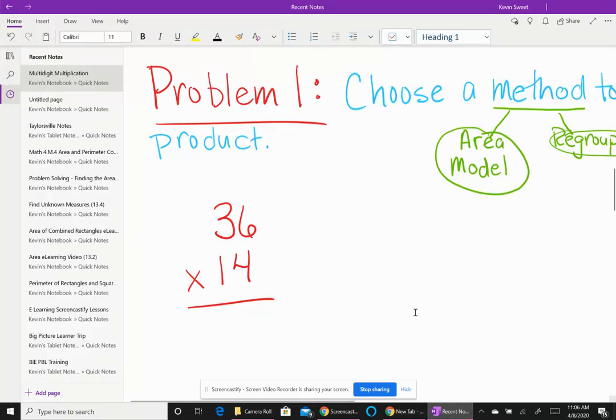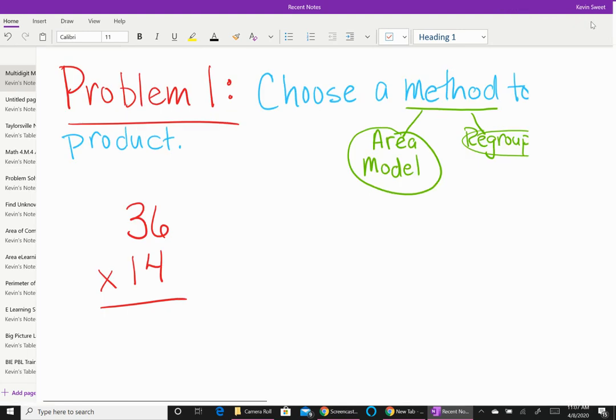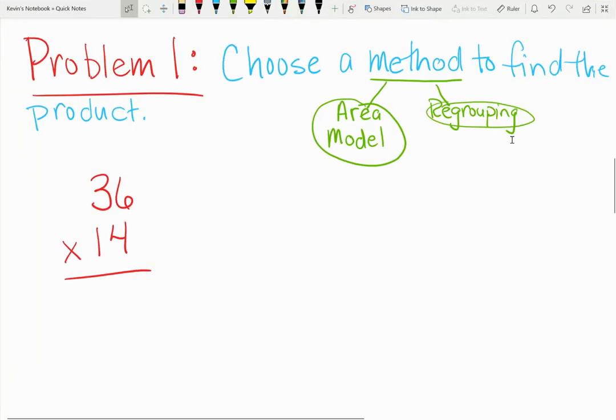Welcome back, 4th grade. We're now on problem number 1. So your question is, choose a method to find the product. And again, your two methods will be area model or regrouping, and your factors are 36 times 14. So go ahead and you are going to select your answer on It's Learning and go ahead and pause the video now.